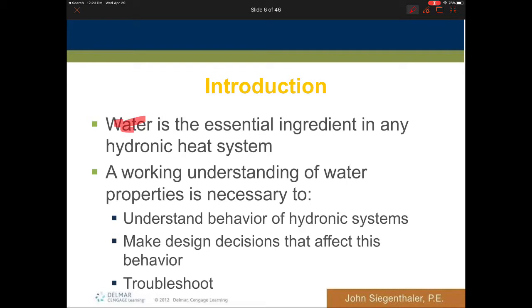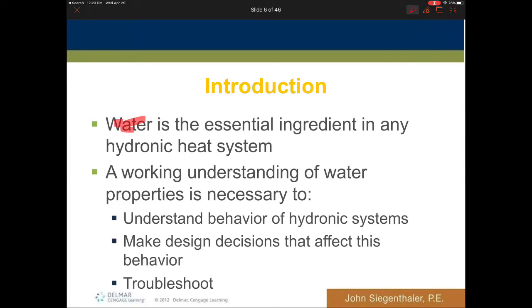With water, in a typical boiler system, which is the focus of this module, we're going to be looking at it from the standpoint that water, as it circulates through the system, is transferring sensible energy, sensible heat. So where we're seeing changes in temperature.